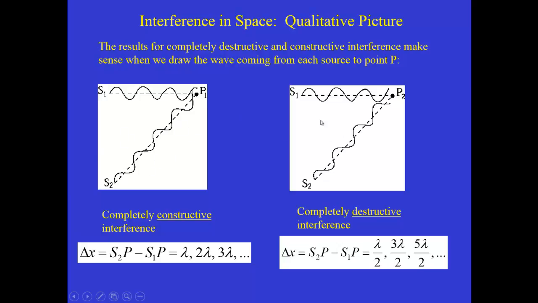I call this interference in space because depending on where you are in space, you might hear constructive interference, which would produce a loud sound, or destructive interference where you wouldn't hear anything at all. So that's interference in space, and it happens because of the path difference between the two waves. And there's some really cool problems that we can do to apply these equations.